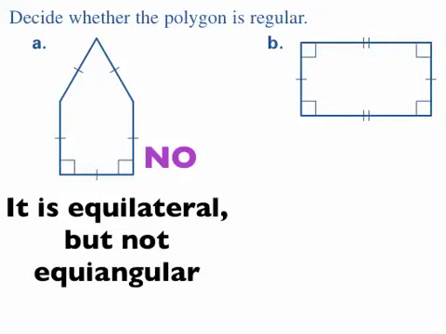If you look at example B, notice we can automatically say that it is not regular because we have 2 sets of congruent sides, but they're not congruent to each other. So the top and the bottom sides and the sides on the left and the right are congruent to each other, but the top and bottom sides are not congruent to the left and the right sides. So this is not going to be a regular polygon because it is not equilateral.